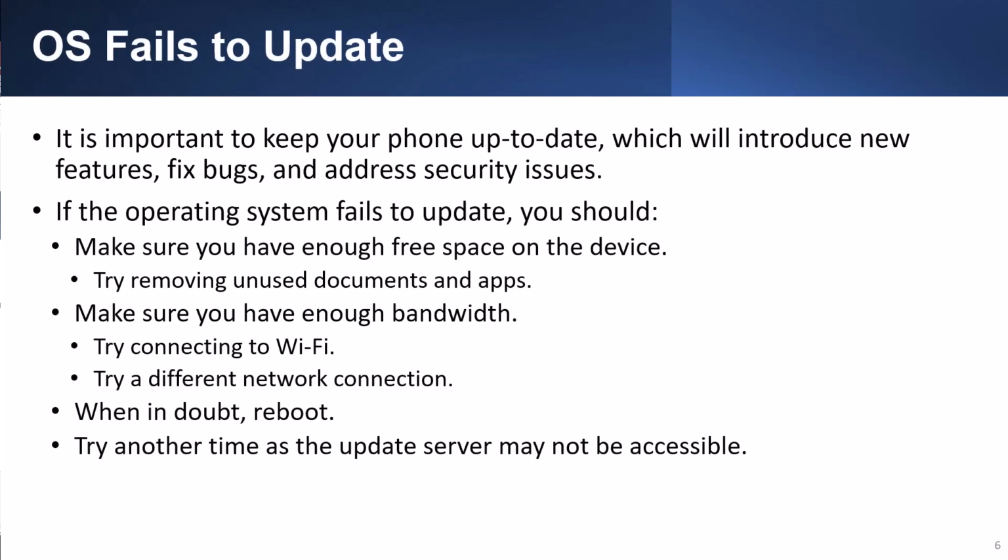It is important to keep your phone up to date, which will introduce new features, fix bugs, and address security issues. If the operating system fails to update, you should make sure you have enough free space on the device. Try removing unused documents and apps. Make sure you have enough bandwidth. Try connecting to Wi-Fi. Try a different network connection. When in doubt, reboot. Try another time as the update server may not be accessible.